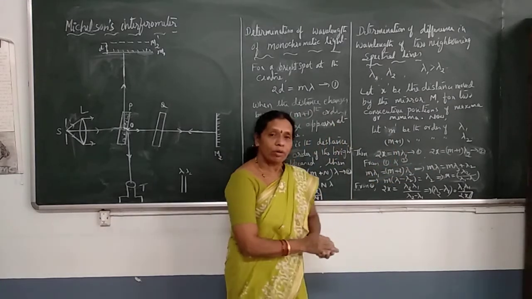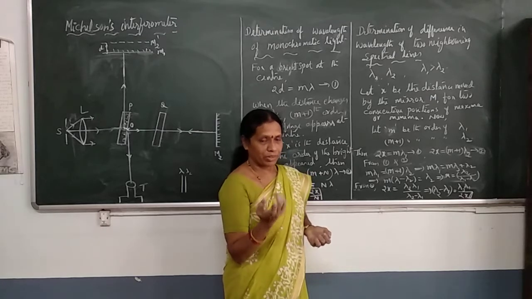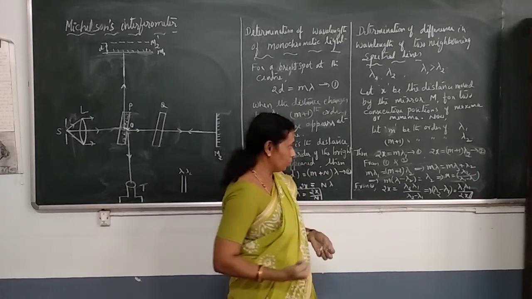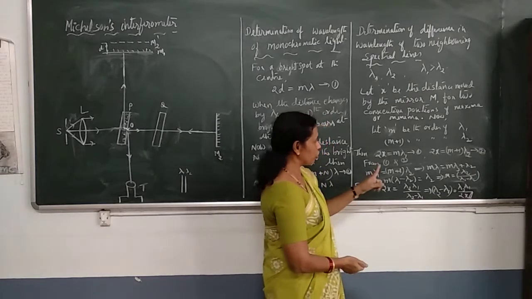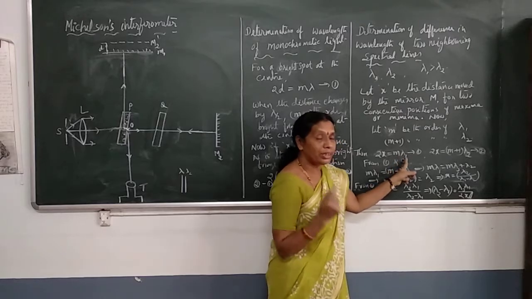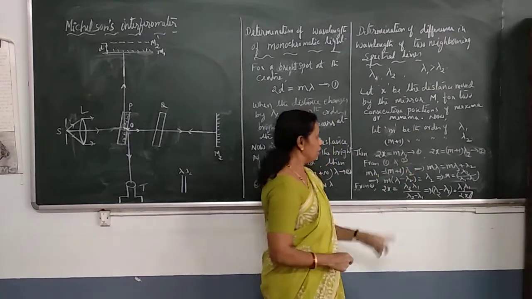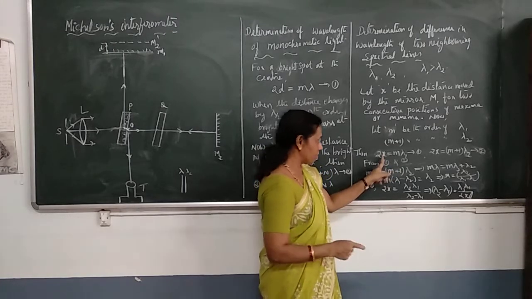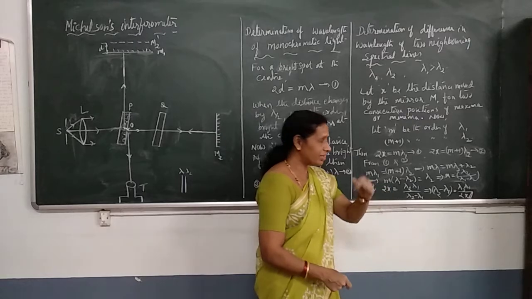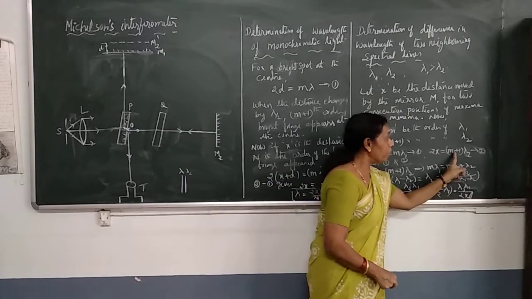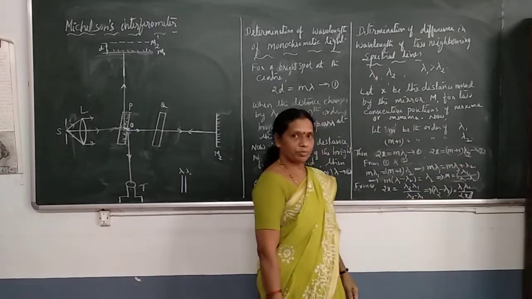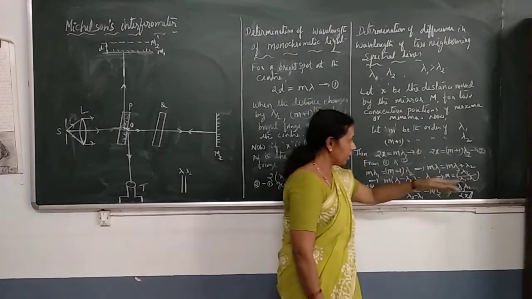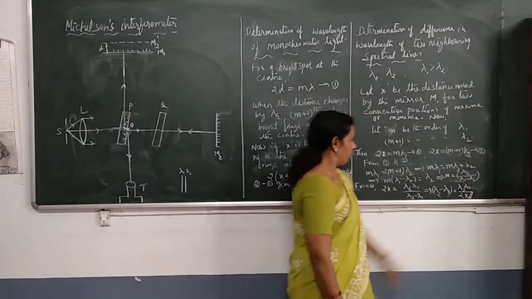So the equation 2d is equal to m lambda. If you write that equation for these two lines, lambda 1 and lambda 2, for the first one, 2x equal to m lambda 1. Here d, the distance moved, is x. So 2d equal to m lambda for the spectral line lambda 1 is 2x equal to m lambda 1. For the second spectral line, 2x equal to m plus 1 lambda 2. The distance moved is the same, but the order of the shorter lambda 2 increases by 1.